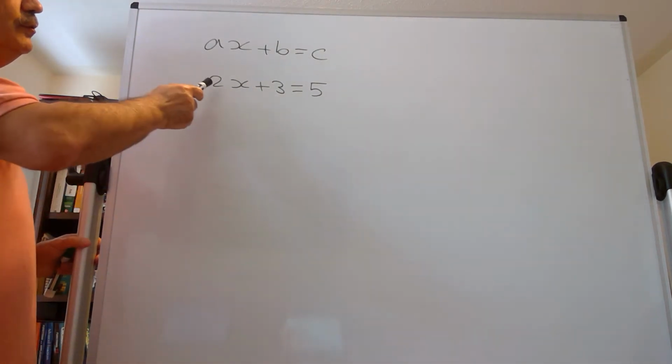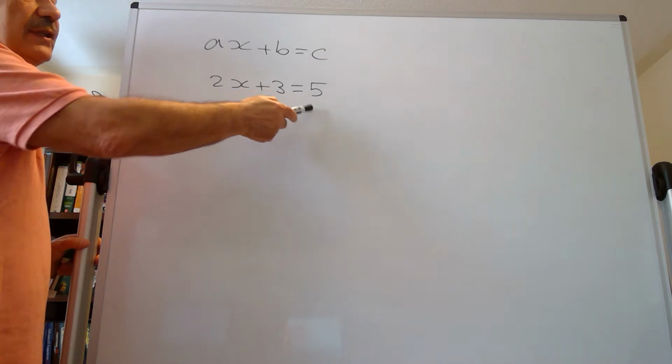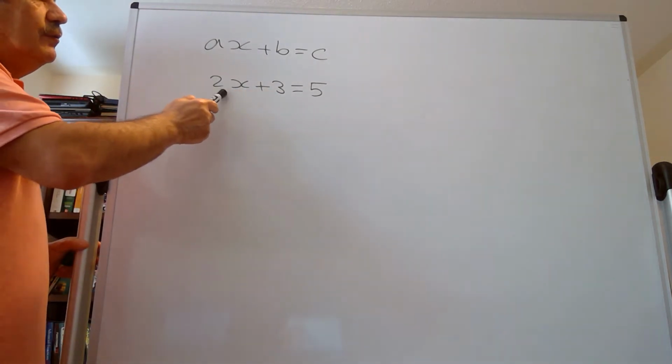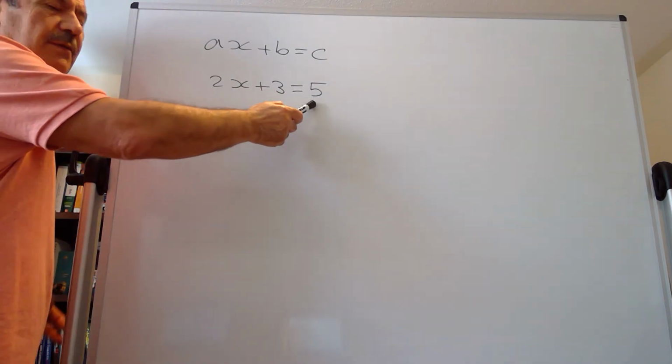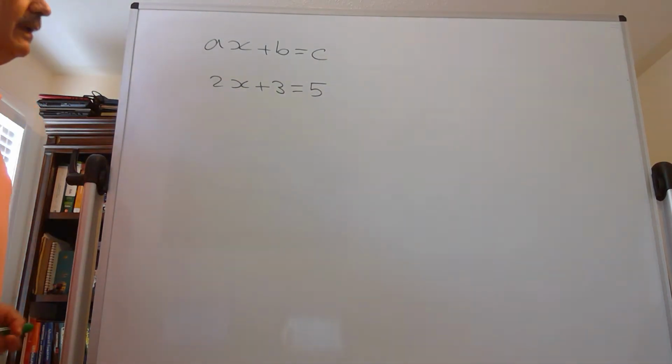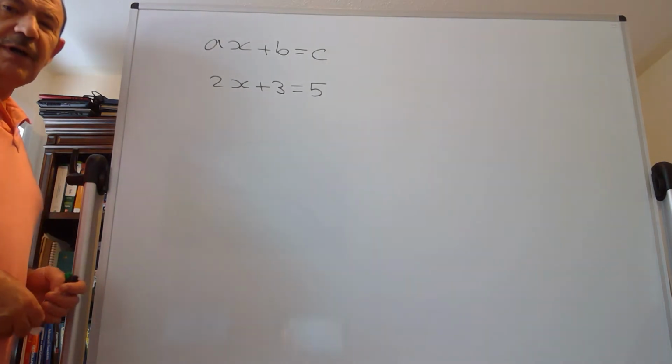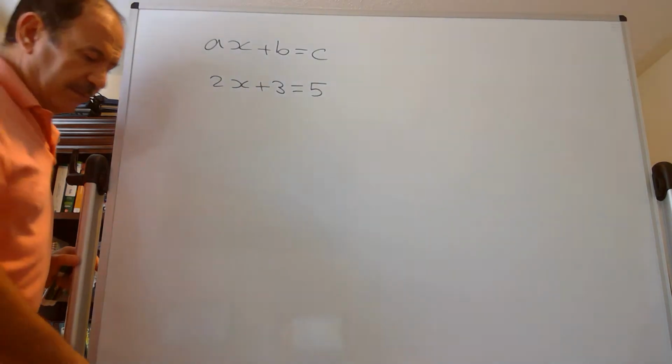As I told you, 2 is the coefficient, 3 and 5 are constants, and each of these, 2x, plus 3, or plus 5, we call them terms. This is the linear equation with one variable. We already know how to solve this type of equation.